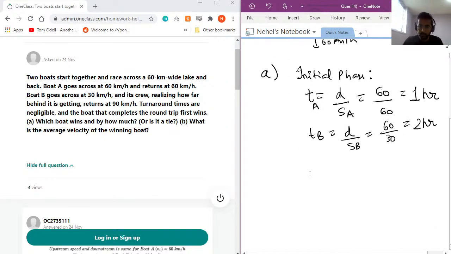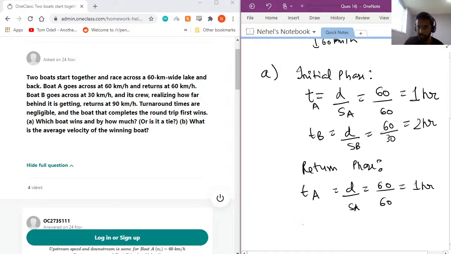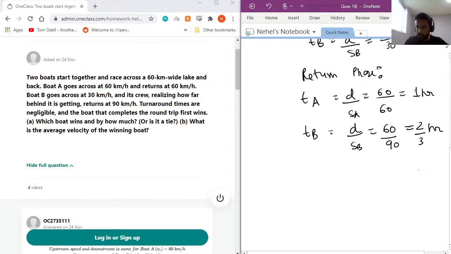And for the second phase, when we would return, we can say the time taken for A was again distance over speed, which was constant. The speed did not change. So we took 1 hour to come back. Similarly for B, they wanted to catch up this time. So they increased their speed now from 30 to 90. So it took them 2/3 of an hour or 0.66 hours to come back. So they were a bit faster to come back than boat A.